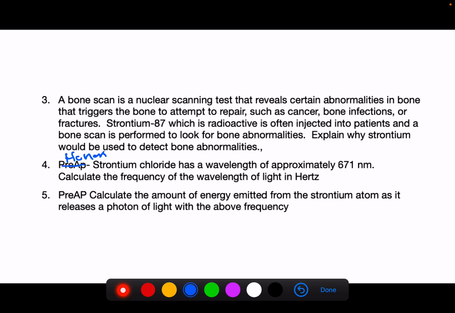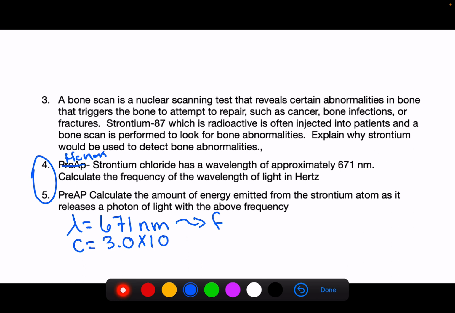It also has you, because it says honors, it says pre-AP, calculate your wavelength and amount of energy. So you do have calculations here. And I will just remind you that your calculation is, so it has a wavelength. You're solving for frequency. You know what the c is, because c is 3.0 times 10 to the 8th. So you're going to use your equation c equals f lambda, and you're going to solve for your f.